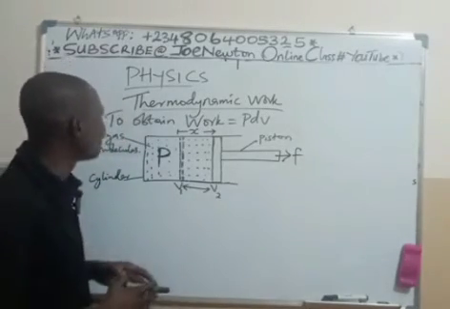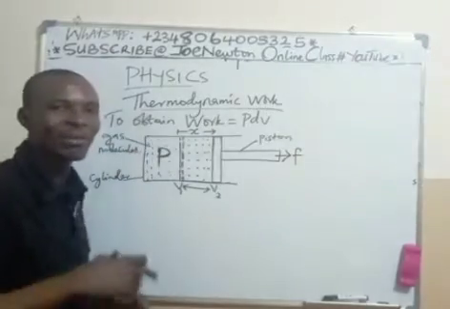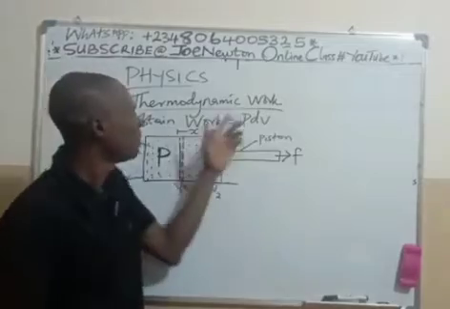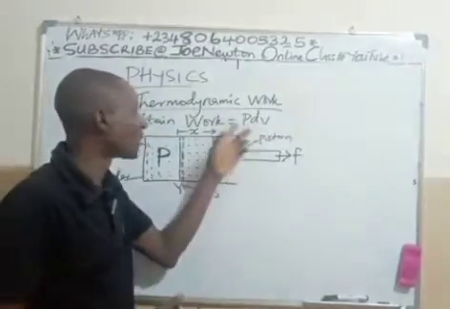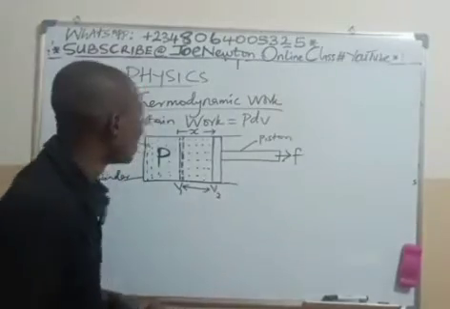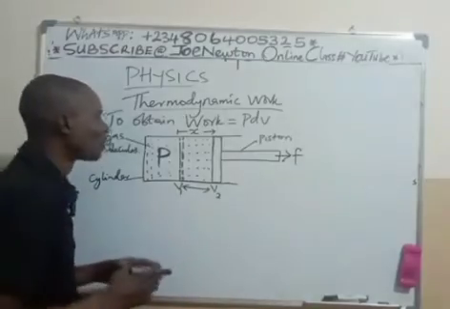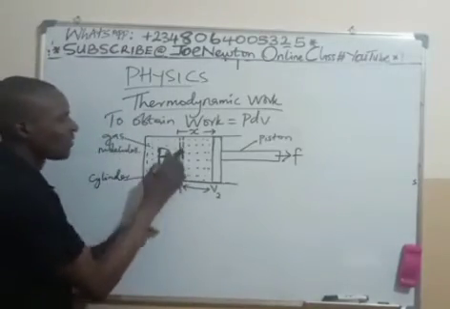On the board here, we have a task. We are asked to obtain that work done, that thermodynamic work, is equal to P dV, where P is the pressure and the V stands for change in volume. Then we have an illustrative diagram on the board here. In this figure, we have a system of gas molecules.